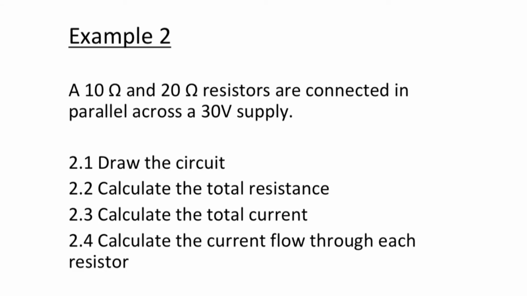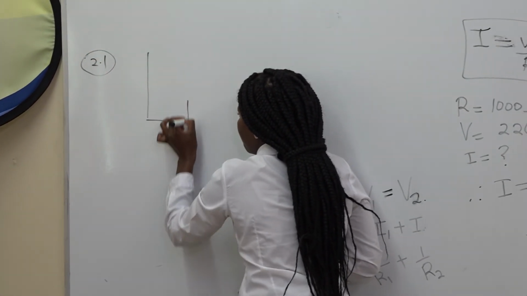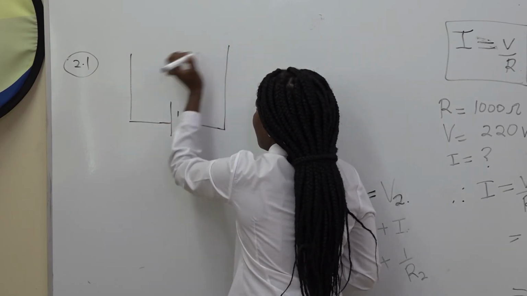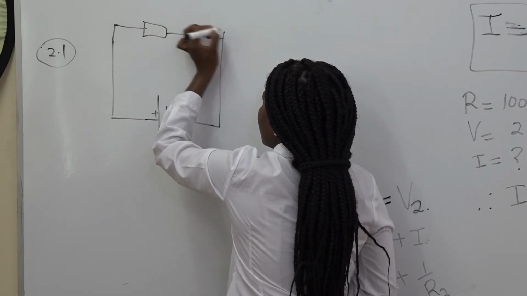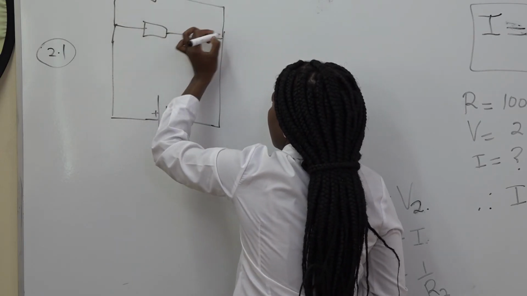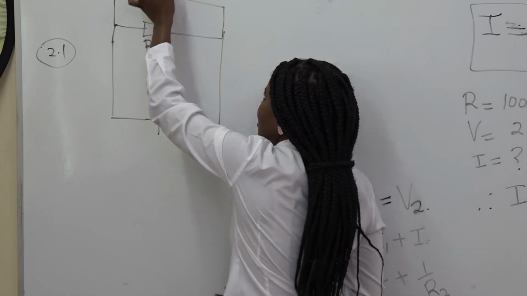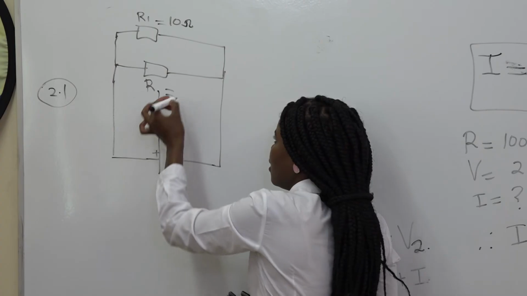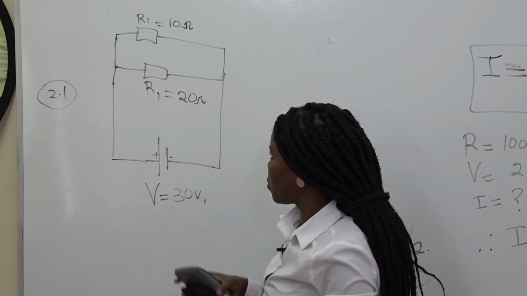Then let us look at example 2. Example 2 says that a 10 ohms and a 20 ohms resistors are connected in parallel across a 30 volt supply. And therefore 2.1 says draw the circuit. Since they said they are connected in parallel, you draw your power supply, of which you have a positive and a negative, and you are given 2 resistors, where this one is R1, this one is R2. The first resistor is given as 10 ohms, and the second resistor 20 ohms, and our voltage is given as 30 volts. So this is how you're supposed to draw your circuit.